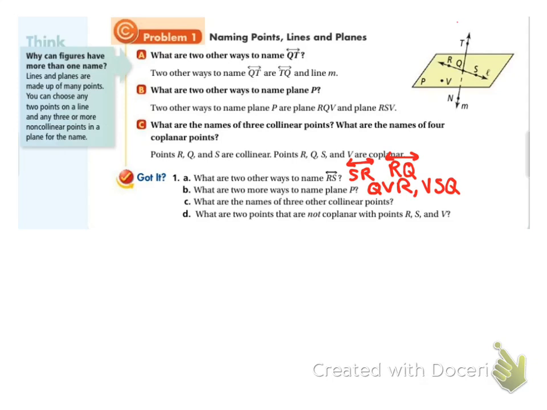Okay, the names of 3 other collinear points. Before we looked at points R, Q, and S. If we look at line M, we can see that T, Q, and N are collinear. They're all on this line right here. And then 2 points that are not coplanar, which means they're not on the same plane as R, S, and V, are points T and N, since that line M is piercing the plane, like if you stabbed a pencil into a piece of paper.